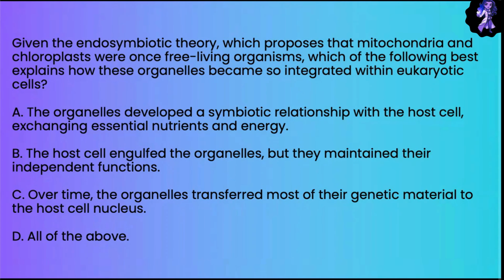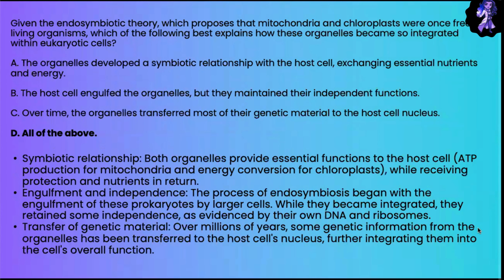Okay, now that you have read the question and reviewed your answers, we're going to see if we could try to figure out the answer together. Did you select all of the above? If that was the case, you would have had the correct answer. So let's take a look at the question together. It says, given the endosymbiotic theory, which proposes that mitochondria and chloroplasts were once free living organisms, which of the following best explains how these organelles became so integrated within eukaryotic cells?